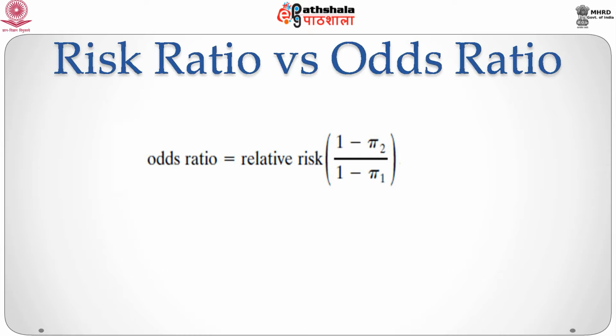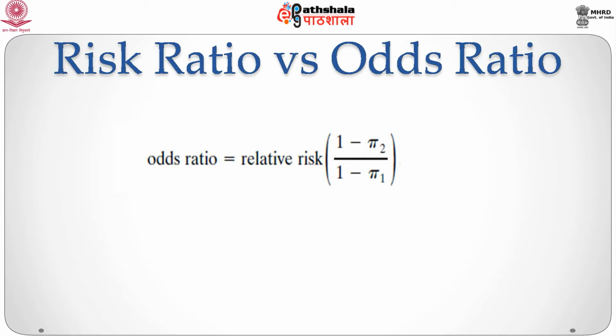Now, is this an accident? Not necessarily, because we see that the odds ratio is related to the risk ratio by the equation given on this slide. So the odds ratio is equal to the relative risk times (1 minus pi 2) over (1 minus pi 1). So in what situation would the two be equal? Of course, if pi 1 is equal to pi 2, that is, there is no association at all, then the odds ratio and the relative risk are exactly identical.